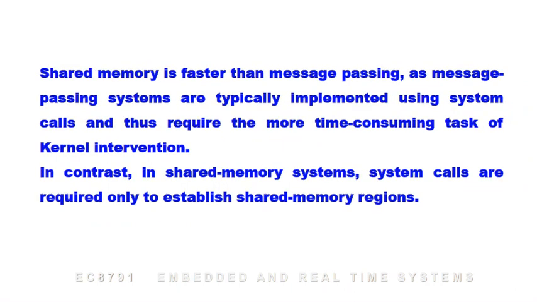Shared memory is faster than message passing, as message passing systems are typically implemented using system calls and thus require the more time consuming task of kernel intervention. In contrast, in shared memory systems, system calls are required only to establish shared memory regions.